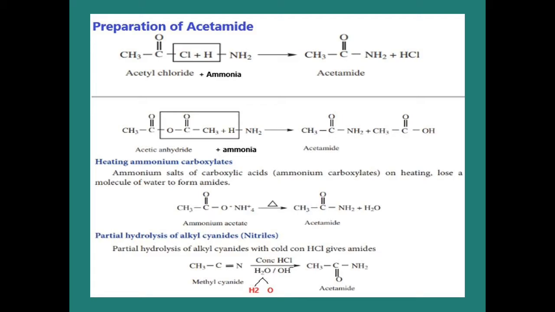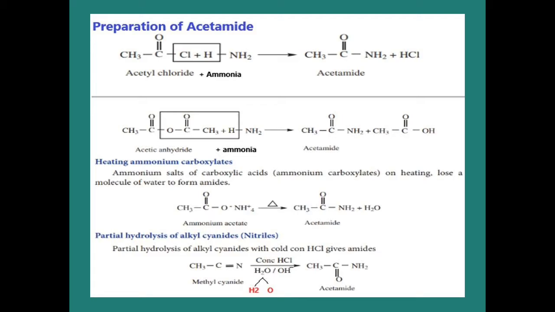Next one, heating ammonium carboxylate. Here ammonium acetate is on heating. It gives one mole of water. That ammonium gives 2 hydrogen. It combines with 1 oxygen of ammonium acetate, so that the water is removed. Remaining, we get CH3CONH2.